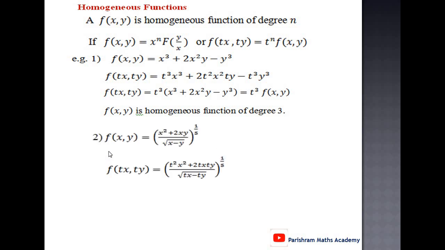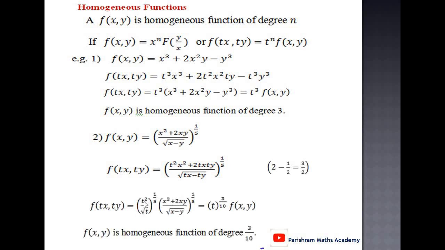Second example, f of (x, y) equal to x square plus 2xy upon the root of (x minus y), bracket to the power 1 by 5. First replace x by tx, y by ty. Therefore t square x square plus 2 tx into ty upon root of (tx minus ty), bracket to the power 1 by 5. Here from the numerator we can take t square as common, from the denominator we can take root of t as common, and therefore f of (tx, ty) equals t square upon root of t, bracket to the power 1 by 5, into x square plus 2xy upon root of (x minus y), bracket to the power 1 by 5.